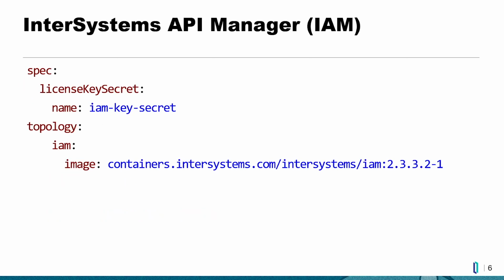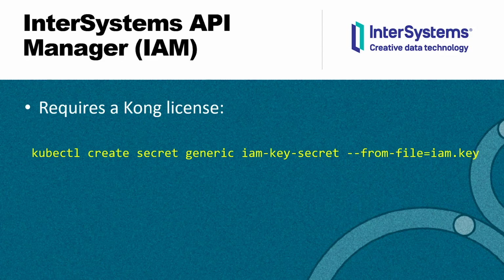IKO can now deploy the InterSystems API Manager. This requires specification of the container image, as well as a license key secret which contains a Kong license. And here's an example of creating a generic Kubernetes secret containing a Kong license.